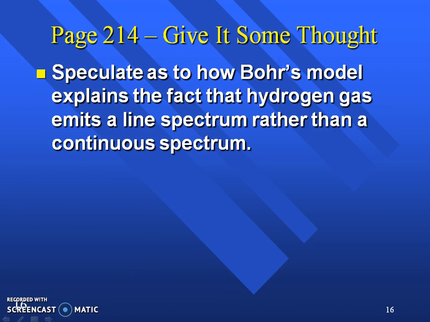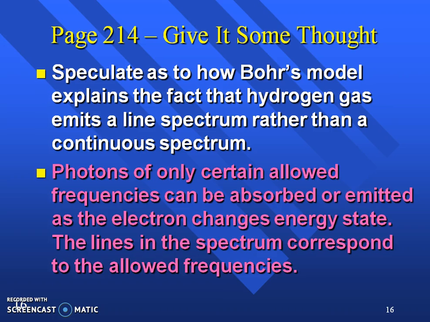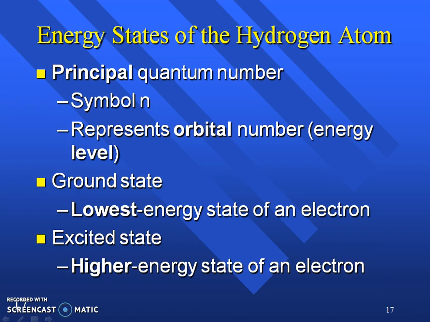So let's think about this. Speculate as to how Bohr's model explains the fact that hydrogen gas emits a line spectrum rather than a continuous spectrum. Well, again, these photons are only allowed certain frequencies. Only a certain amount of frequency can be absorbed or emitted as that electron changes between energy states, like between a ground state and an excited state. So these lines in the spectrum correspond only to certain frequencies.